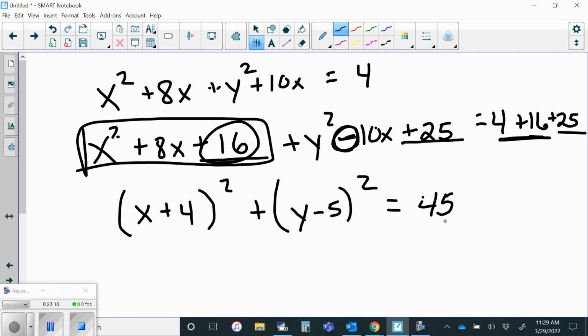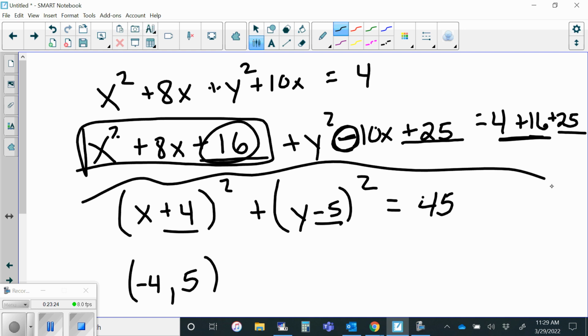What is my center now? -4, comma, 5, right there, and right there. Change the signs. This is like the homework questions I gave you the other night. What's the radius? The 45 is the r squared. What do I have to do to find the radius then? But if I square root 45, remember we're okay with it looking like that, except I have to try to simplify it.